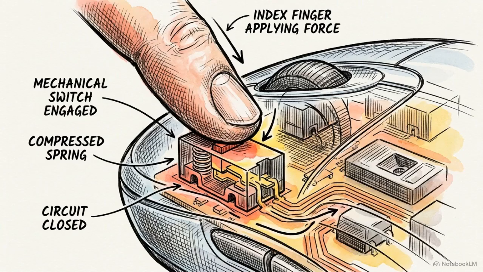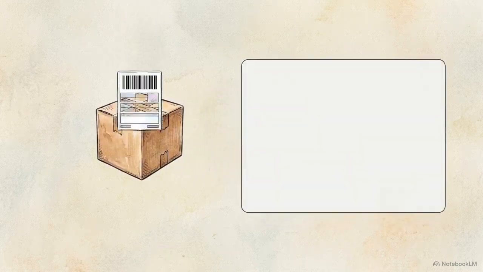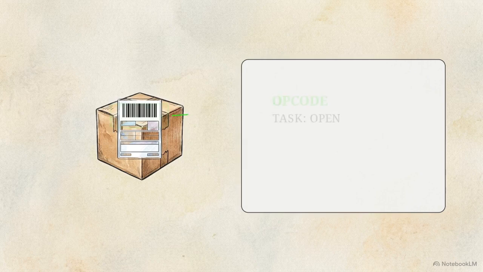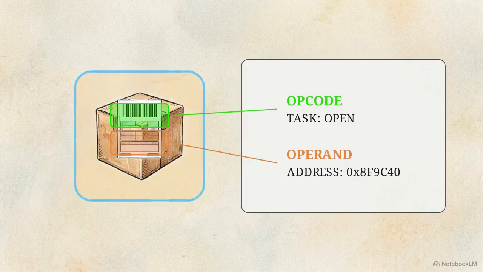Let's put this entire logistics network together in real time. Imagine you click your mouse to open a new application. That single physical click instantly generates a system instruction. It creates a precise shipping label, complete with an opcode telling the system to open, and an operand pointing directly to the application's memory address.